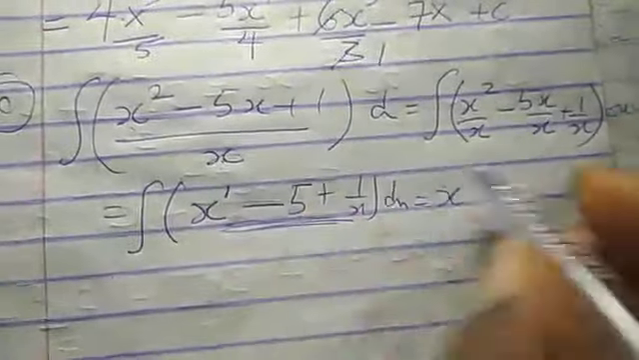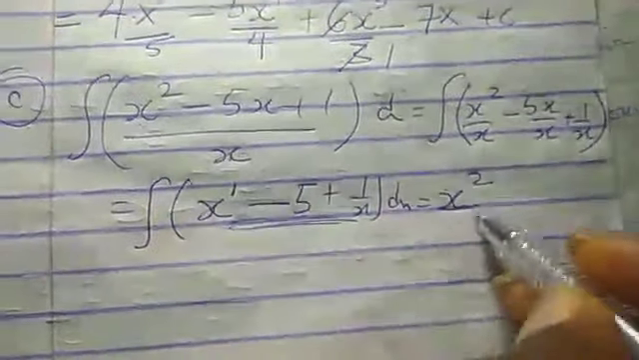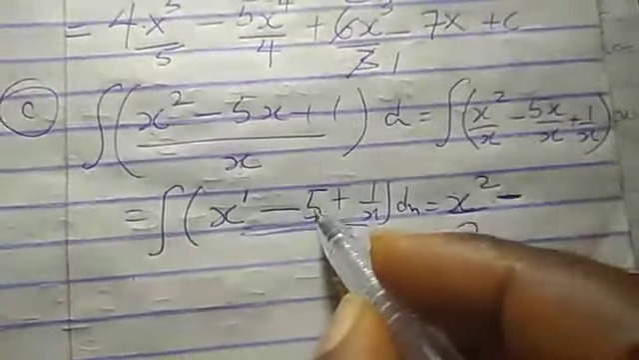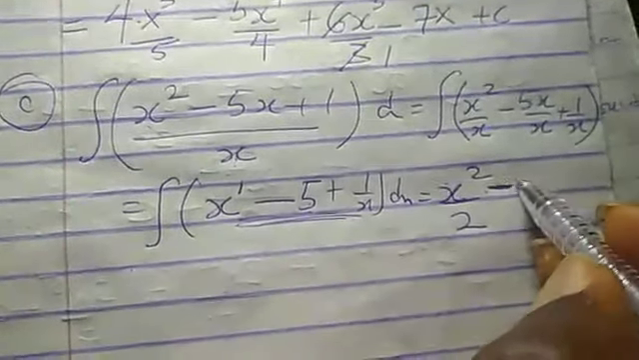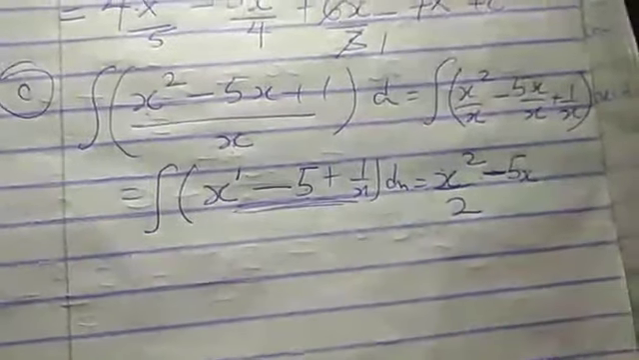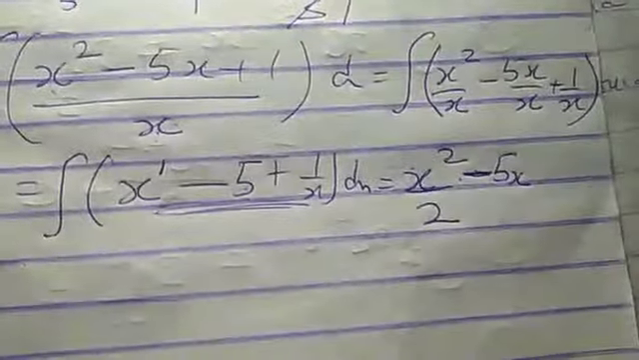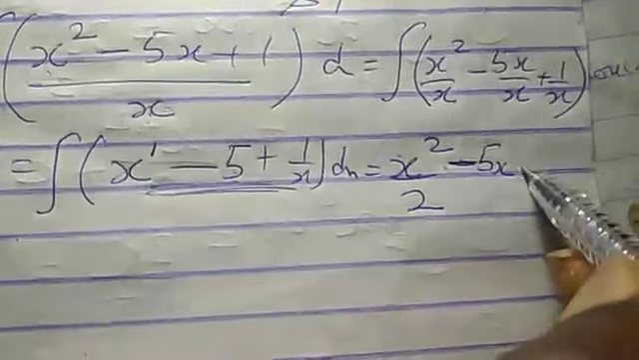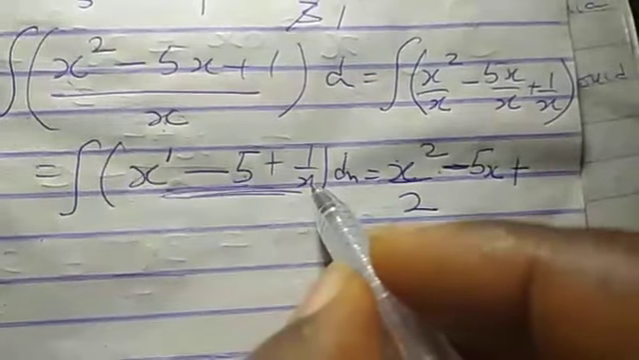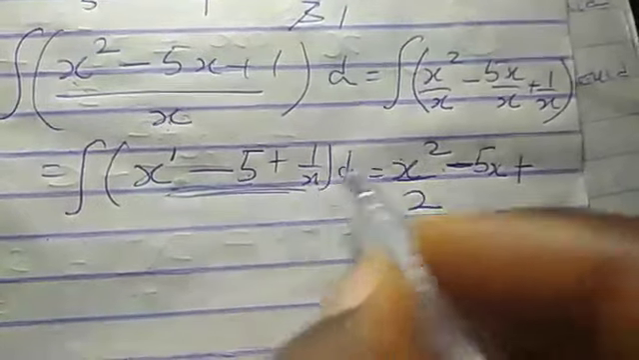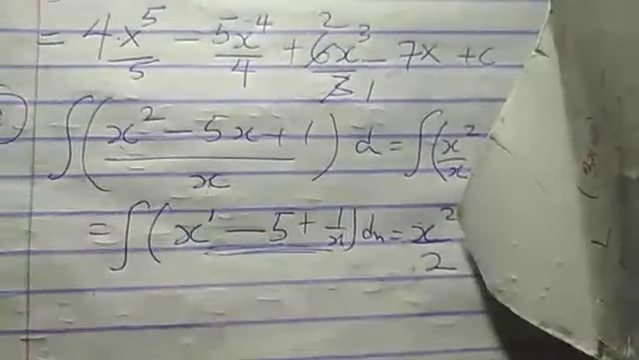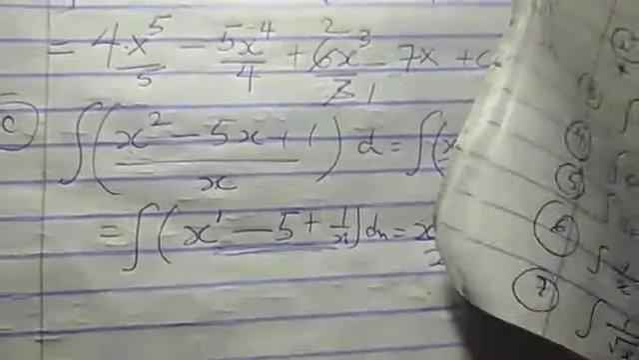If I integrate x to the power 1, the 1 will increase by 1. That is x squared over 2. This one is constant. If I integrate it, I will just put x beside it. That is how to integrate a constant. Now, this one, 1 over x. If I integrate it, I will have ln x, which I gave you under the table of integrals.